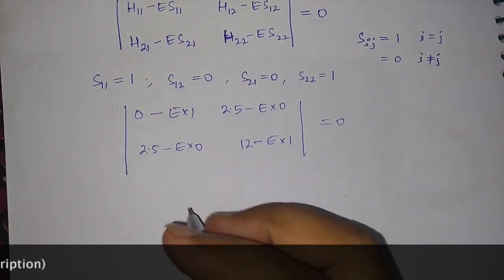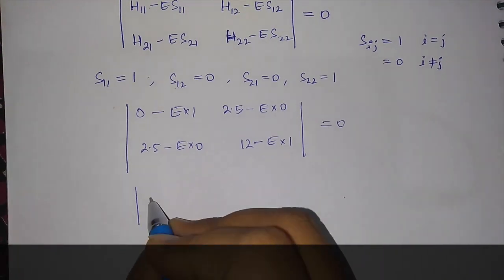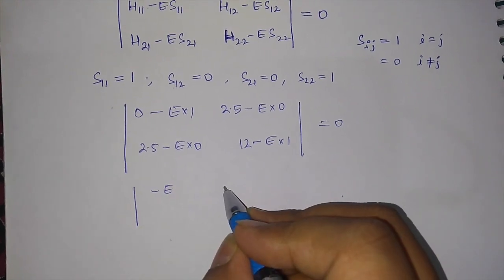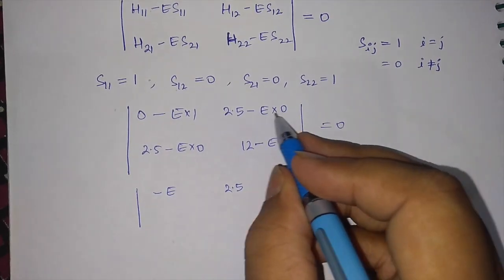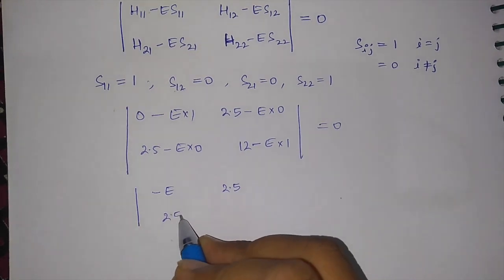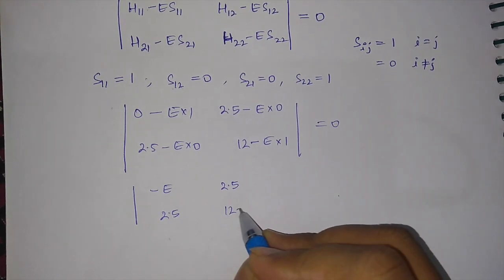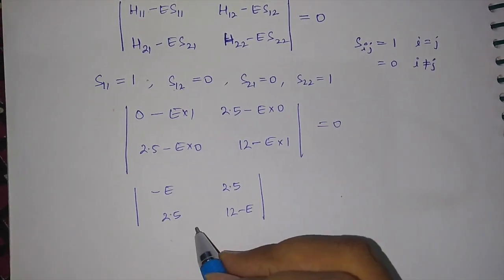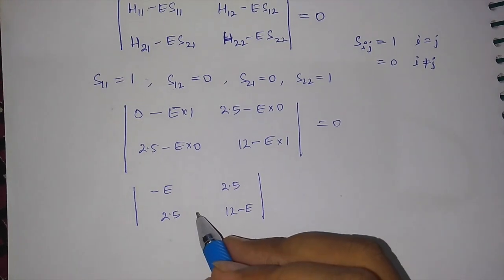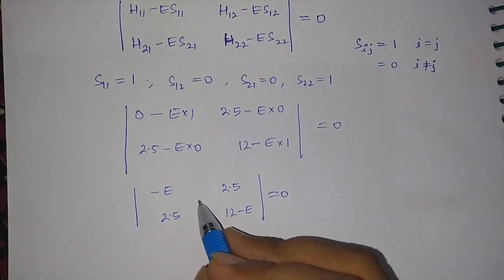So how will it be reduced actually? You will be getting minus E, and you will be getting 2.5 over here because E into 0 is 0, then 2.5 over here as well, and then 12 minus E. So now what you have to do is solve this. To solve, the determinant is equal to 0. So how to solve this determinant?